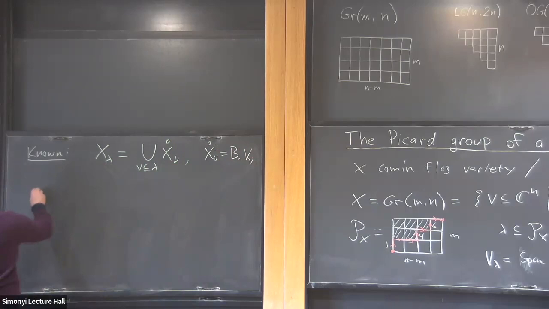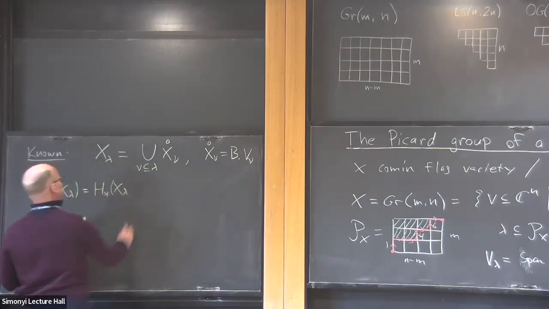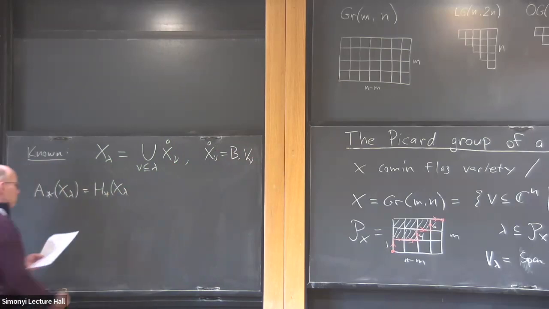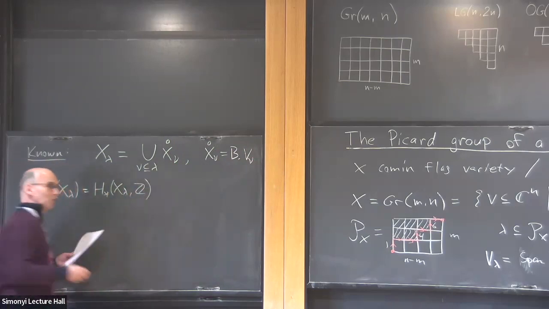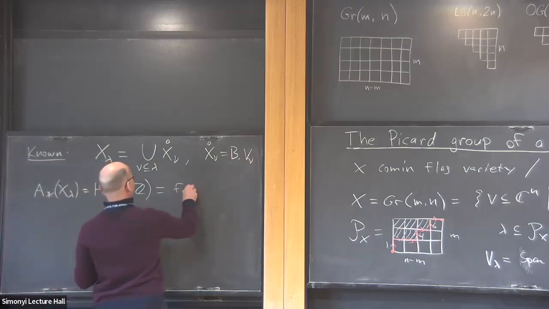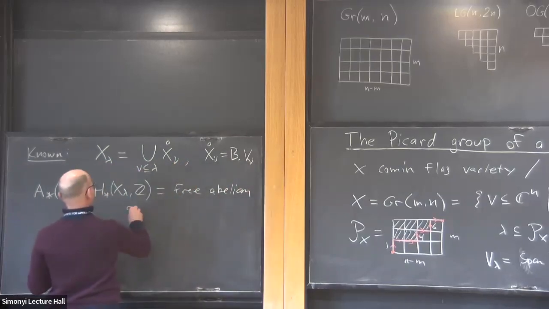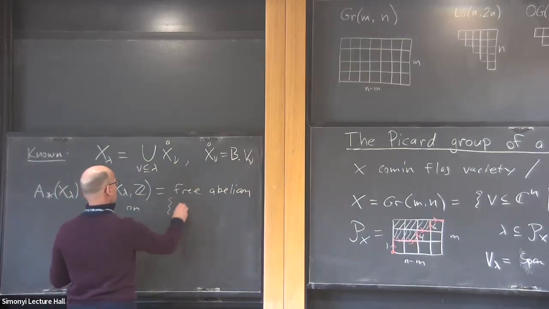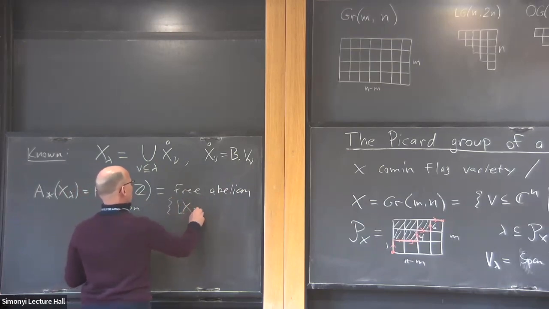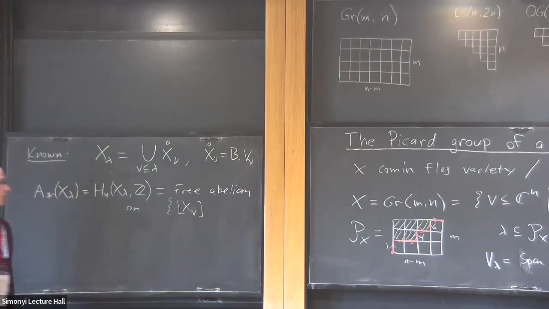So that means that we get the Chow group of the Schubert variety is equal to the singular homology group, at least over the actual complex numbers, right? So this one is just free abelian on the set of all these classes of smaller Schubert varieties.